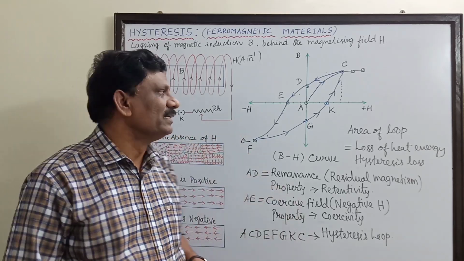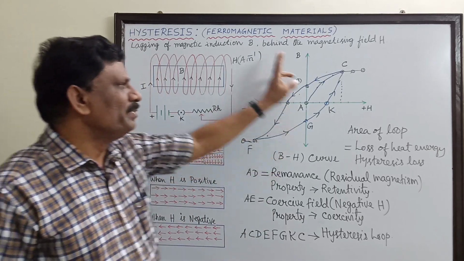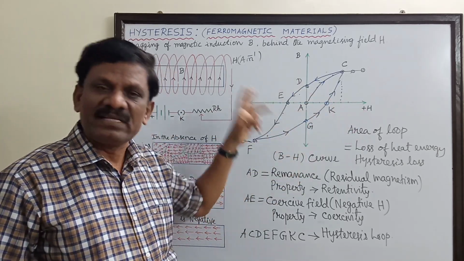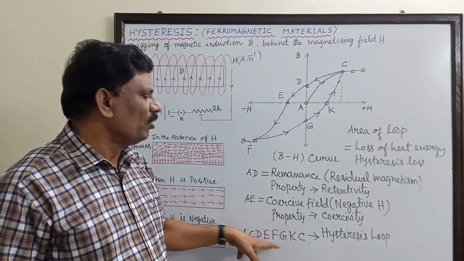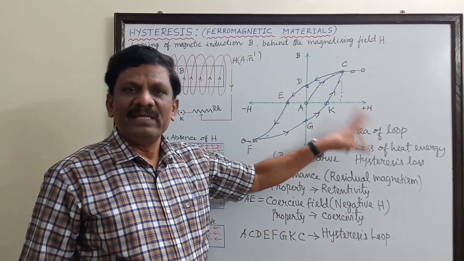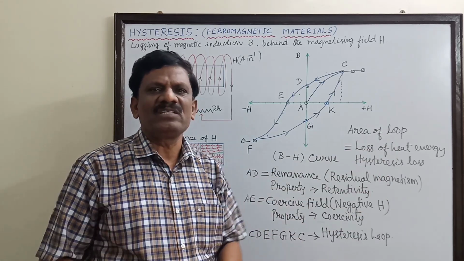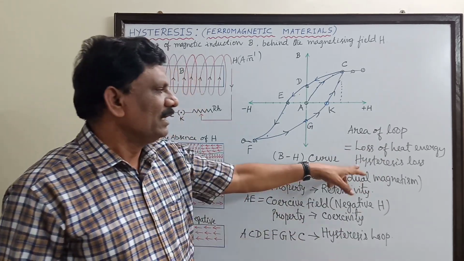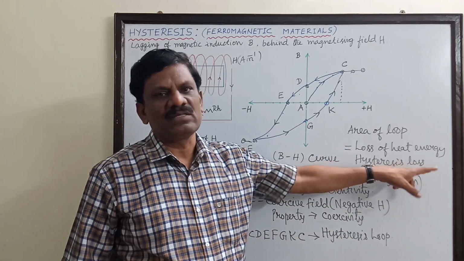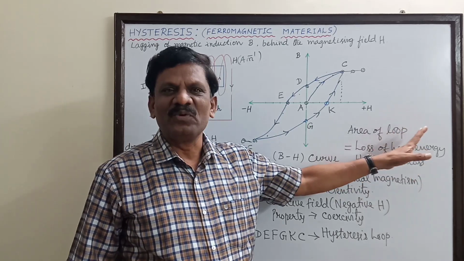or 5 mark question. So this curve is called the BH curve or hysteresis curve or hysteresis loop. This closed loop has some area. So the closed loop area is equal to the heat energy lost per unit volume. Understand? And that is called hysteresis loss. I hope you must have understood well. Fine.